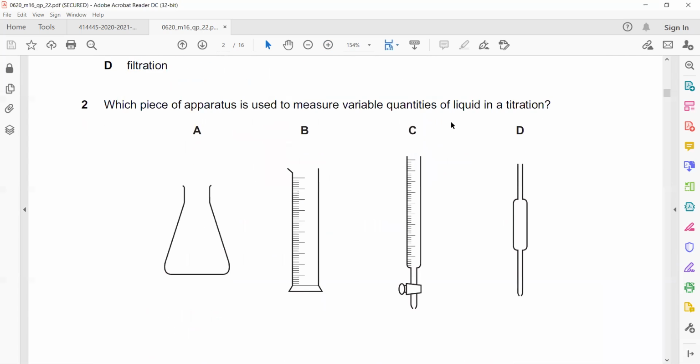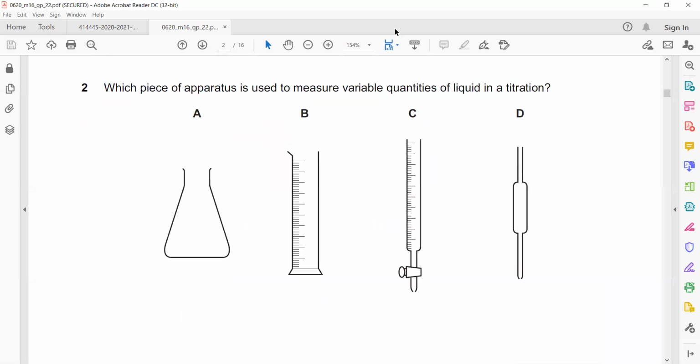Question 2. Which piece of apparatus is used to measure a variable quantity of liquid in titration? So 2C is the right answer. A burette.